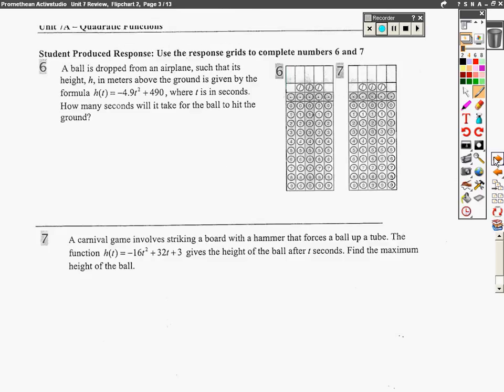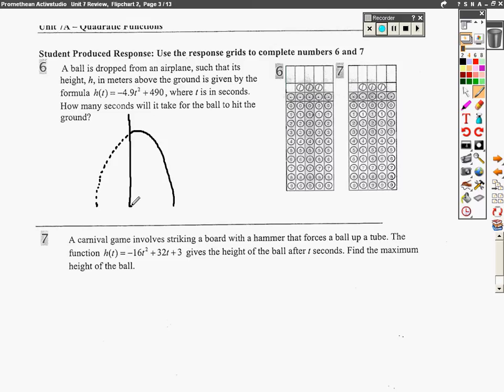Let's do 2 more on this video. A ball is dropped from an airplane such that its height in meters above the ground is given by this formula. So when it drops from an airplane, it's going to look like this, but it's a quadratic, because if you think of it the other way, it's going to form a perfect parabola. And where t is in seconds, how many seconds will it take for the ball to hit the ground?